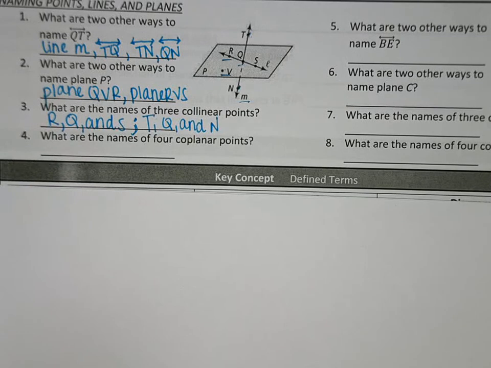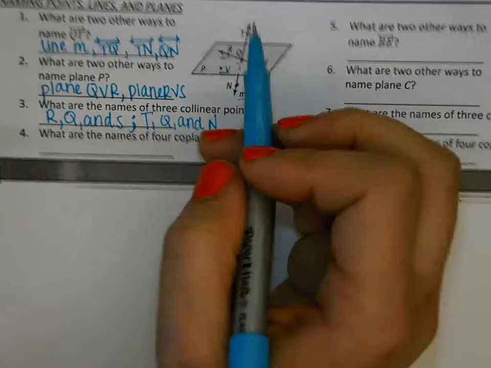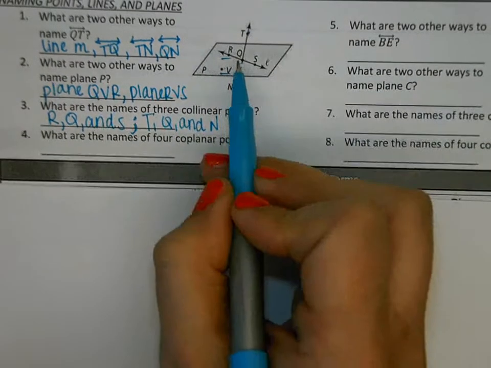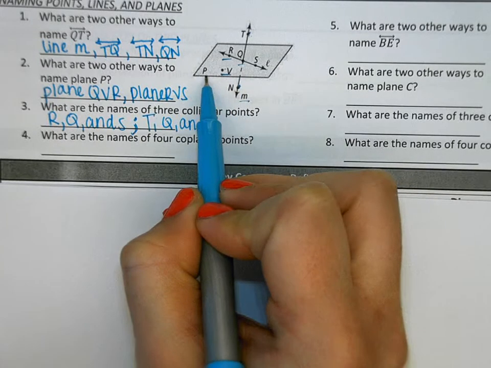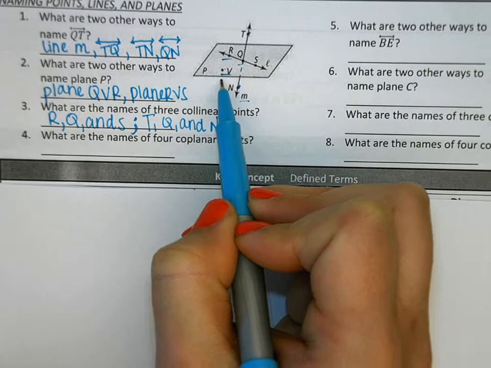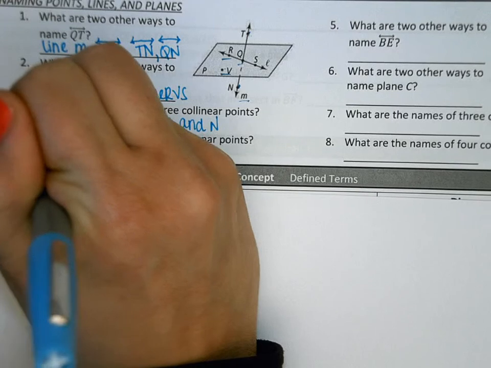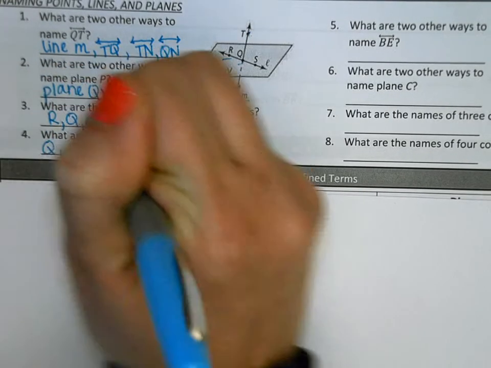And then the last one, what are the names of 4 coplanar points? There are only 4 coplanar points on here. What are the 4 points on the plane? P is not a point. P is the name of the plane. So R, Q, S, and V. Q, R, S, and V.